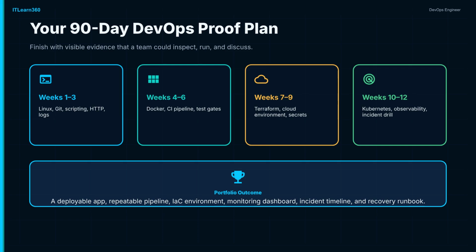You should be able to show how a code change moves to production, how the system is observed, how risk is controlled, and how service is recovered when something fails. That is the core of the IT Learn 360 DevOps engineer career path.